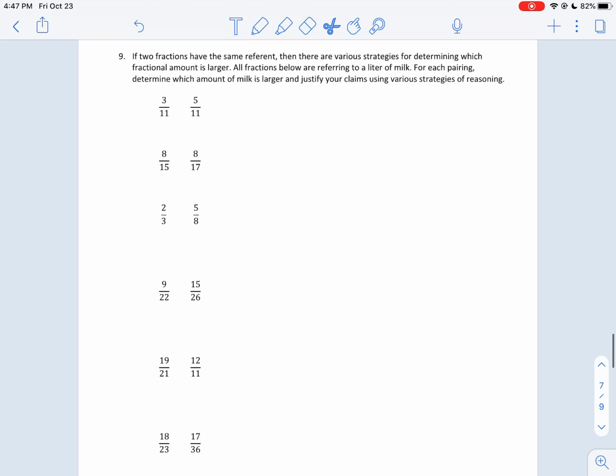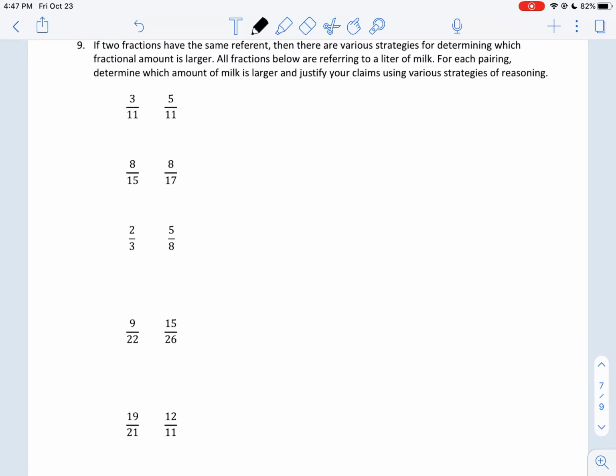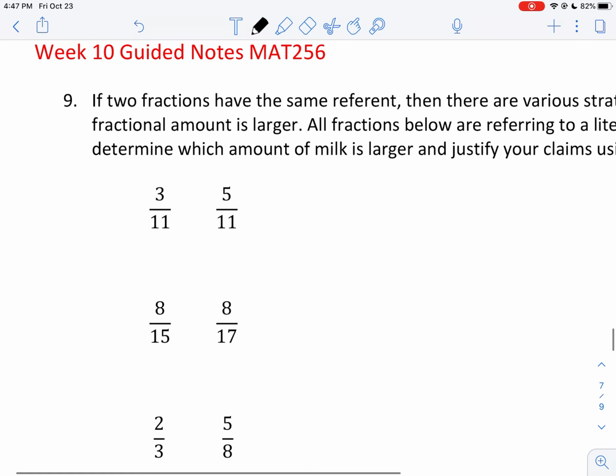All right, number 9, different strategies for comparing fractions. If 2 fractions have the same referent, then there are various strategies for determining which fractional amount is larger. All fractions below are referring to a liter of milk. Okay, so everything's the same unit, liter of milk. For each pairing, determine which amount of milk is larger and justify your claims using various strategies of reasoning.